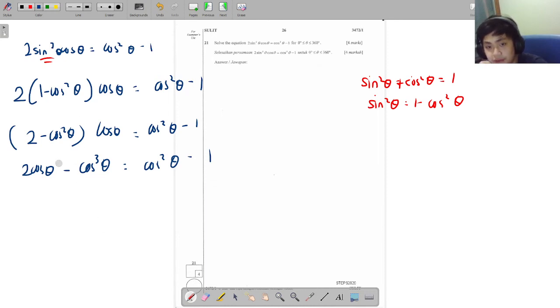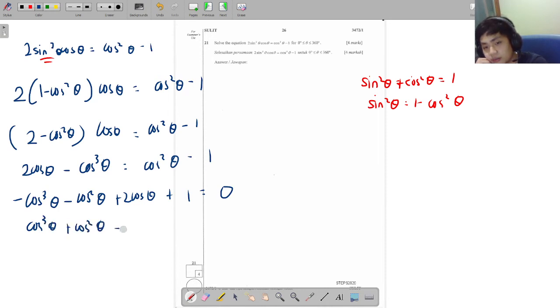So if we make cos cube theta the subject, from here we have negative cos cube theta minus cos square theta plus 2 cos theta plus 1 equals 0. So I'm just gonna make this positive. I'm just gonna change all the symbols. Now, we can solve this if we just use our calculator, right? Or if you do long division, but that's not necessary. So we can do this by going on calculator mode, and instead of taking the usual quadratic, we take a cubic. So it's 1, 1, negative 2, and d is negative 1.